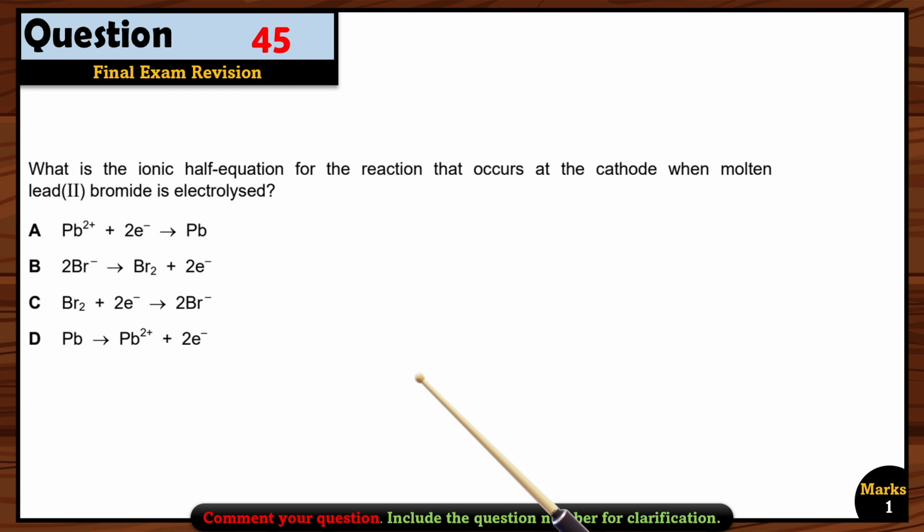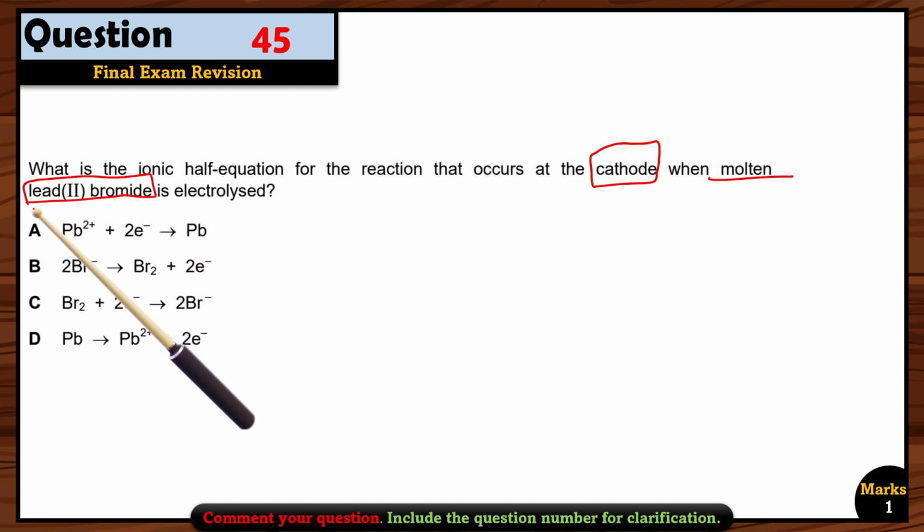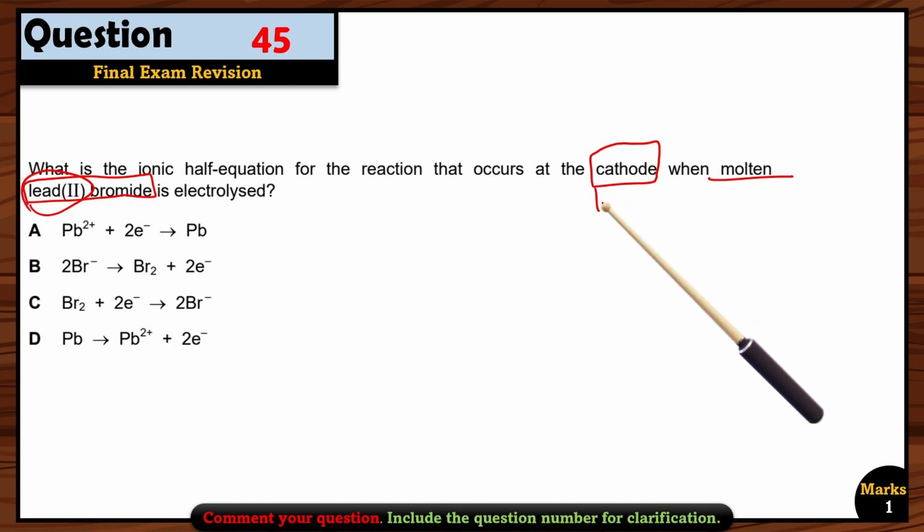Question 45. What is the ionic half equation for the reaction that occurs at the cathode when molten lead bromide is electrolyzed? Now we will see all the ionic half equations related to electrolysis. We already know what we are going to get at the cathode. First of all, you have to identify your electrolyte: molten lead bromide. So this is the cathode. The positive ions will come here. It means lead ions will come here, and lead is 2+, right?